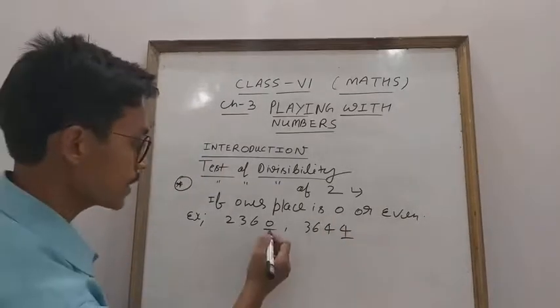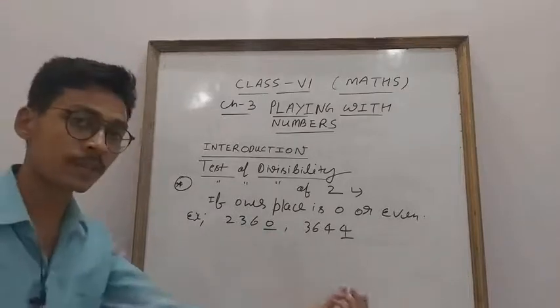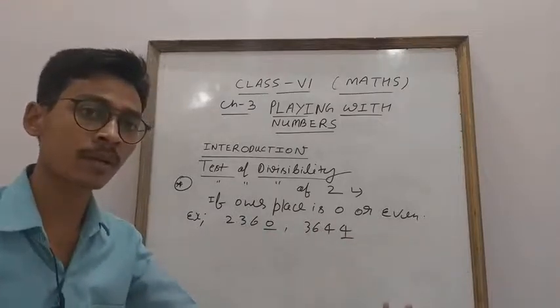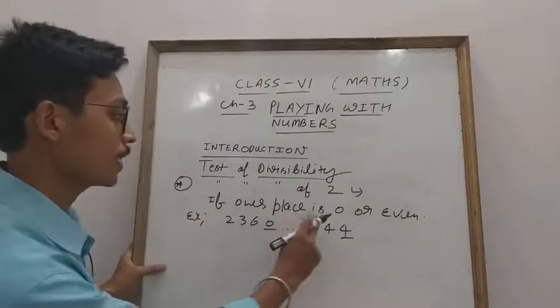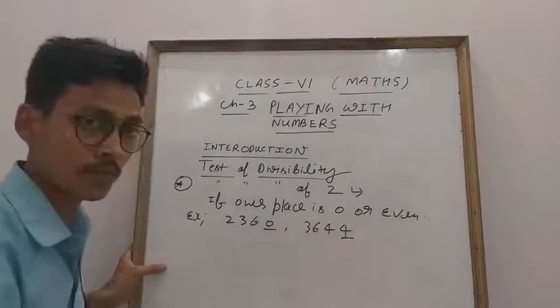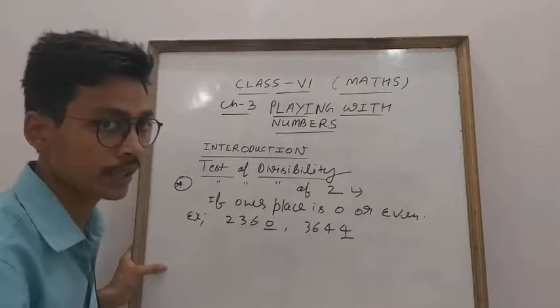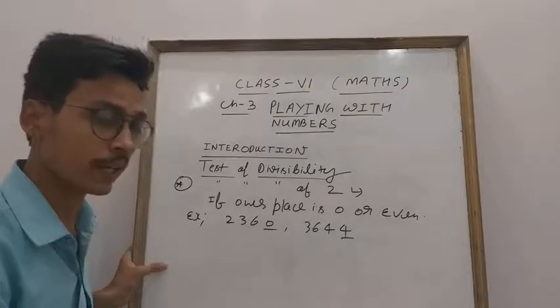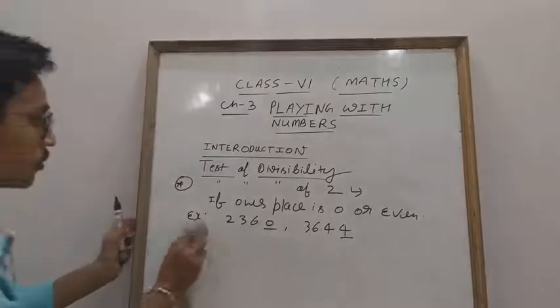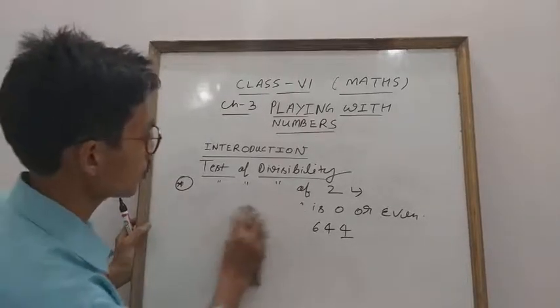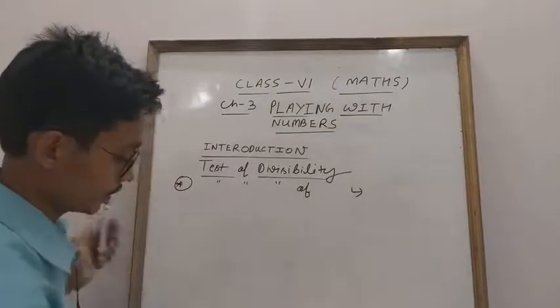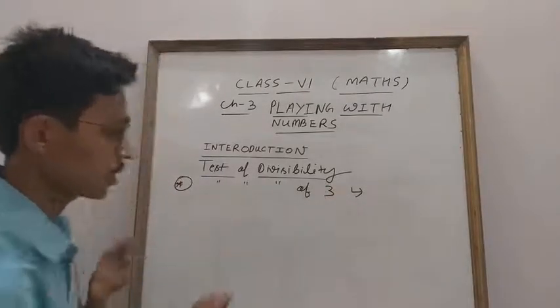If the one's place is anything else, like an odd number, then the number is not divisible by 2. Why? Because what is the rule? If the one's place is 0 or even, then the number is divisible by 2. Clear everyone? Chaliye, now move to the next, student. Test of divisibility of 3. So see student, what is the meaning of 3?